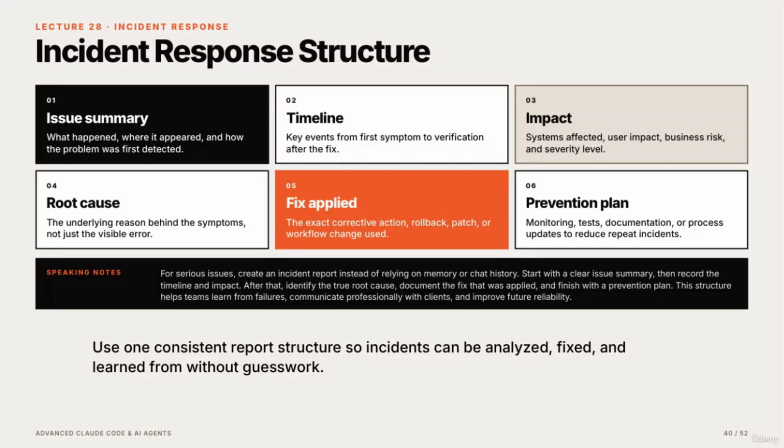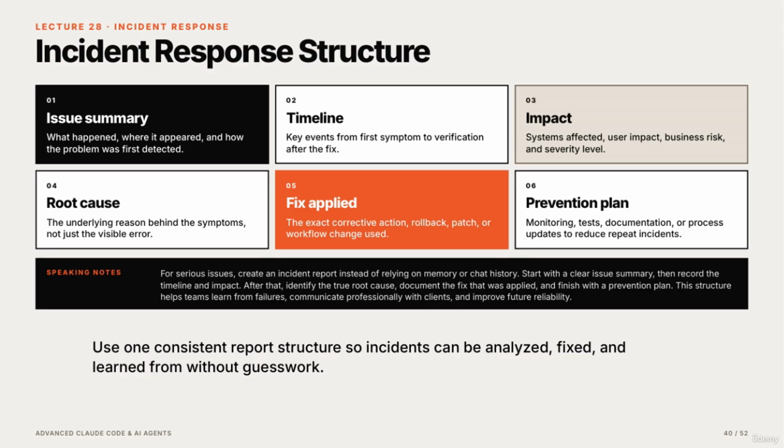When dealing with incident response, it's crucial to use a consistent report structure. This helps ensure that incidents can be thoroughly analyzed, properly fixed, and valuable lessons can be learned without any guesswork. Start with an issue summary, clearly explaining what happened, where the problem appeared, and how it was first detected. This sets the stage for understanding the incident at a glance. Next, create a detailed timeline. Document all key events from the moment the first symptom appeared to the verification that the fix worked. This helps trace the progression and response steps.